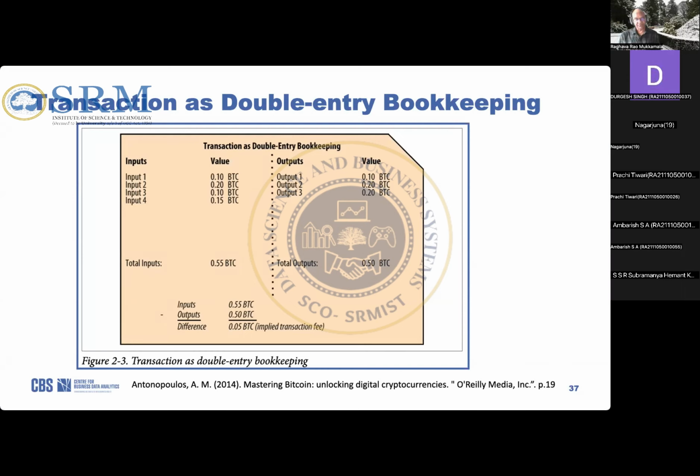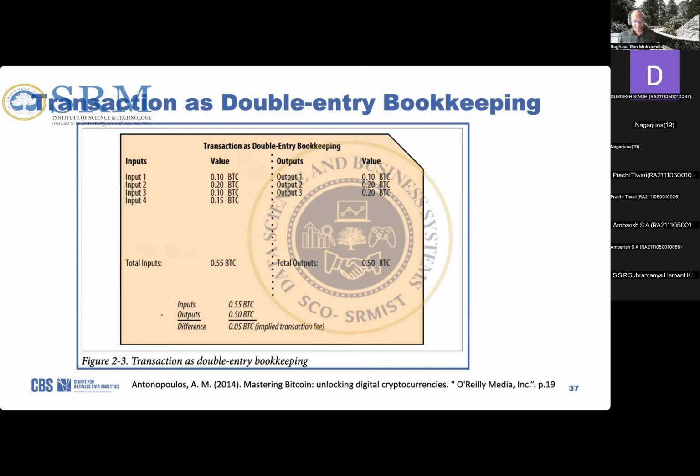Bitcoin follows double entry bookkeeping for transactions. So what does it mean? I'm not an expert in accounting, but on one hand you have the inputs, and on the other hand you have the outputs. We follow the rule that the total value of the inputs should be greater than the total value of the outputs. Otherwise, it doesn't make sense.